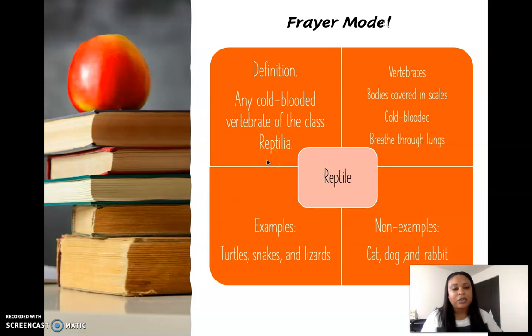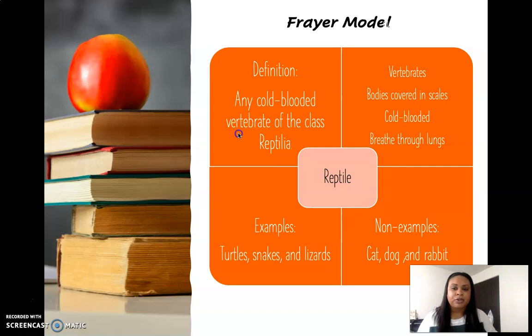Now, non-examples may have to be explained to some students because they may not understand what they are. So a non-example is going to be the opposite of an example. It's going to be something that is not related to the word that you are discussing. So I use the words cat, dog, and rabbit.